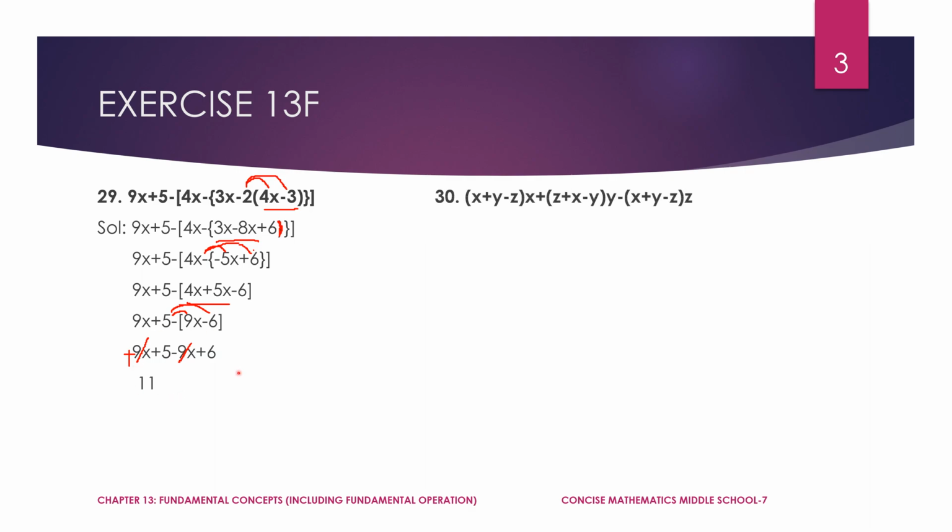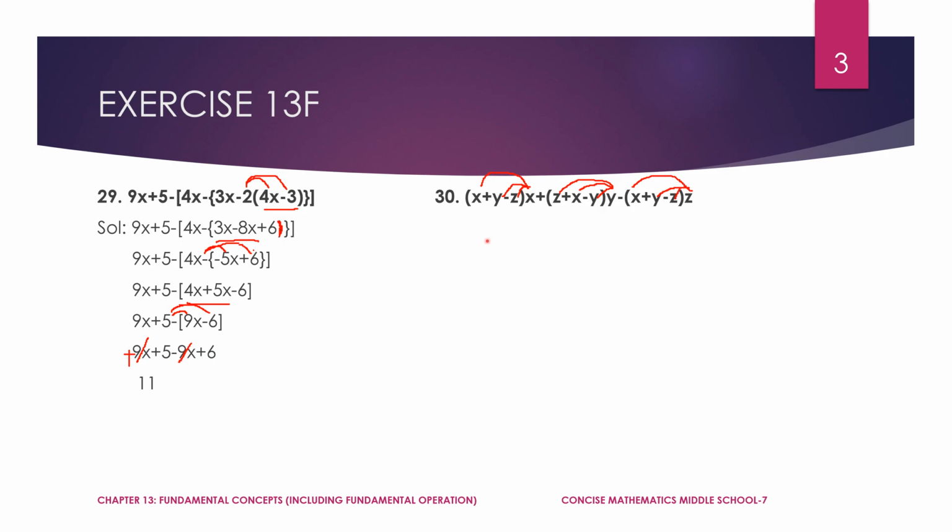So 11 is the answer. Now let's move on to the 30th question. It's very easy, children. Here there is only one brace, that is this small parenthesis. So x should be multiplied with the first, second, and third term. Even here y should be multiplied with the first, second, and third term. Even here z should be multiplied with the first term, second term, and third term.